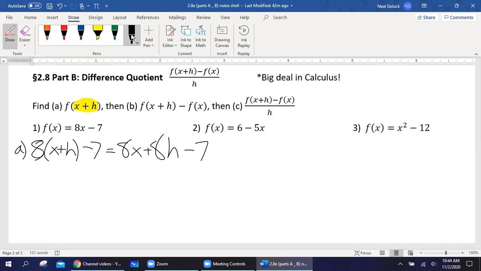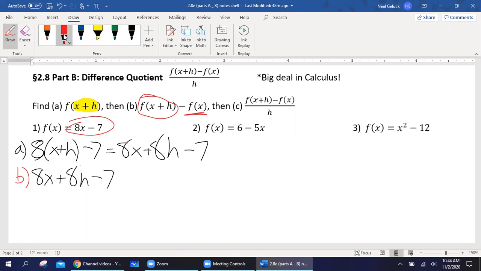The next part it wants for part B of this is to take what I just found and subtract off the original function. So this would be 8x plus 8h minus 7. Again, that's what I just found in part A. But now I'm going to subtract off this function. Now be careful. That's subtracting off the entire function. So I have to think, oh, I'm distributing a negative sign through that.